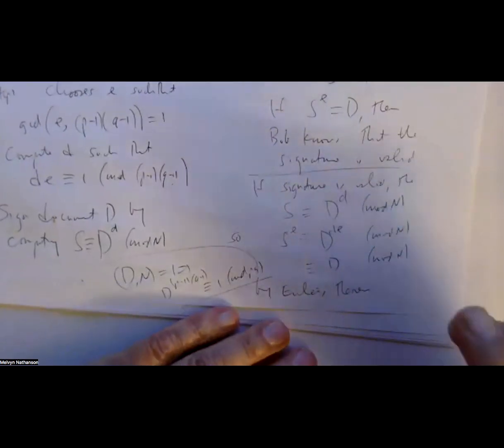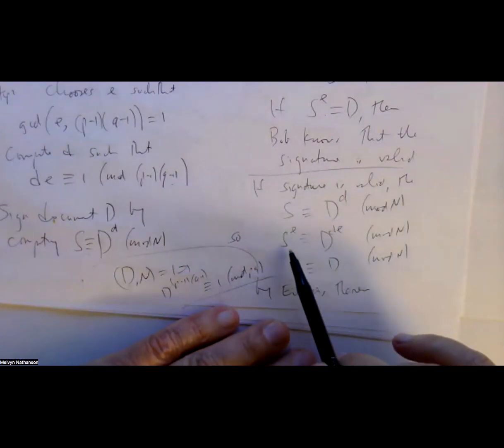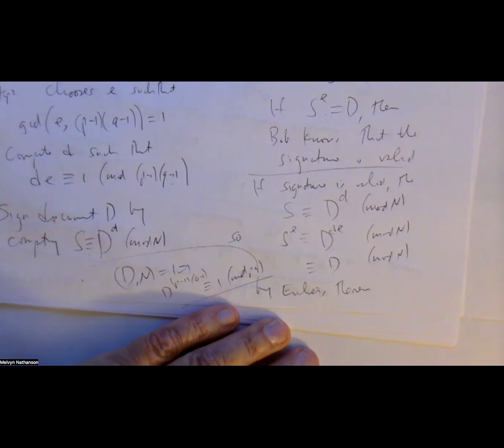Another way of saying that is, you're given D, you're given N, you want to find a number S such that S to the E is congruent to D mod N. How do you do that? You don't know how to do that, unless you know P and Q.